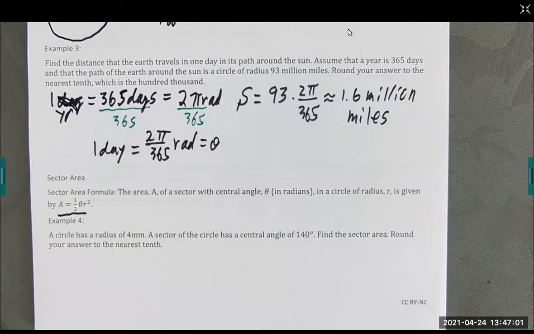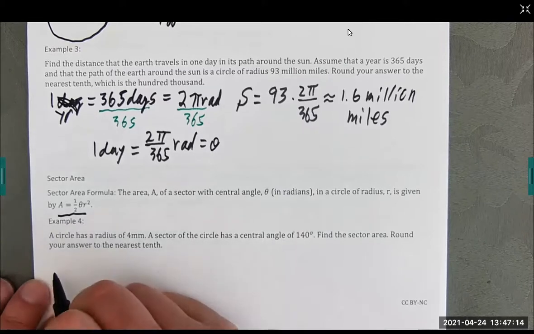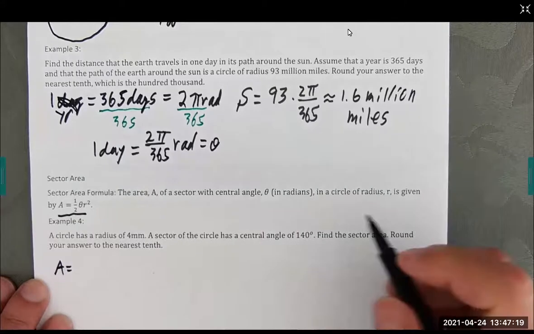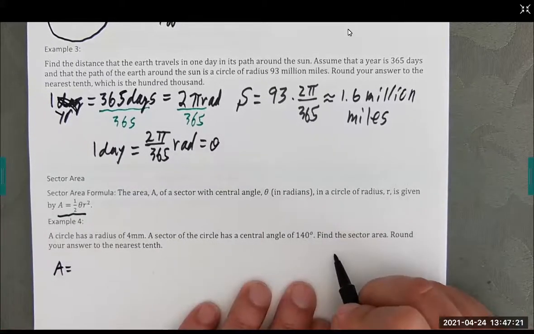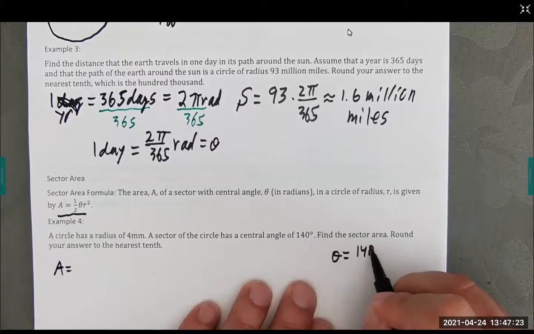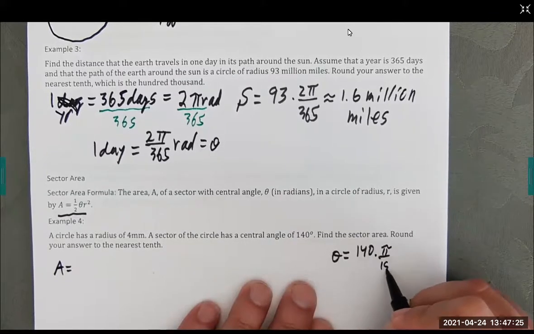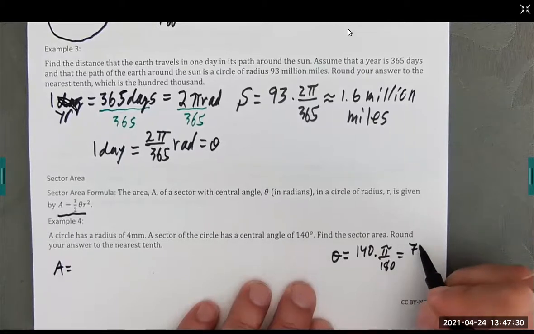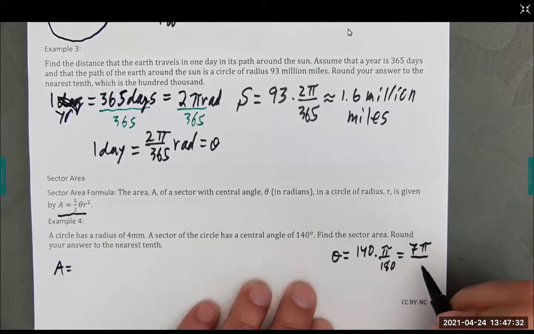A circle has a radius of 4 millimeters. A sector of the circle of the central angle is 140 degrees. We'll have to convert that. Find the sector area and round to the nearest tenth. So we have A is equal to, here's our theta. Let's convert that over here. Theta is 140 times pi over 180. We can reduce that actually to 7 pi over 9.